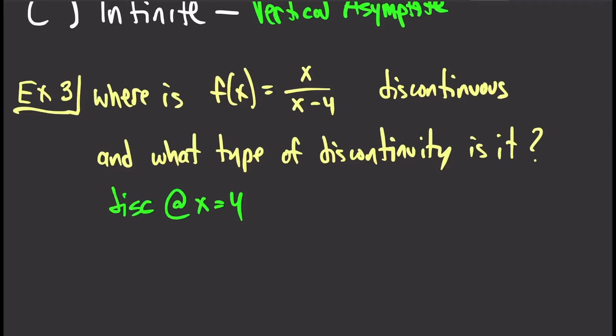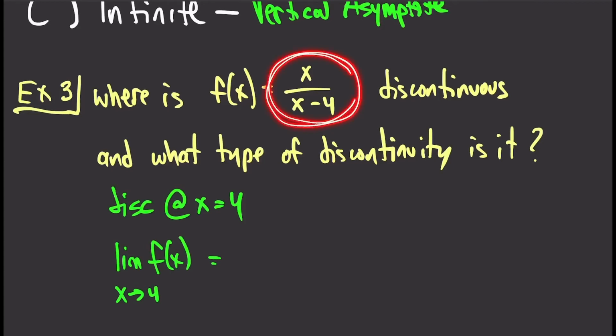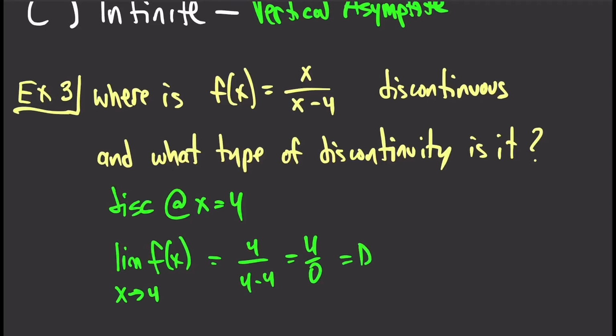Well, what comes next is the limit. So I'm going to take the limit of f of x as x approaches 4. If you notice here, I can't simplify this. I can't factor and cancel. So my only option to find that limit is direct substitution. Okay, let's plug in a 4. What happens? I get 4 over 4 minus 4, 4 over 0. That limit does not exist.